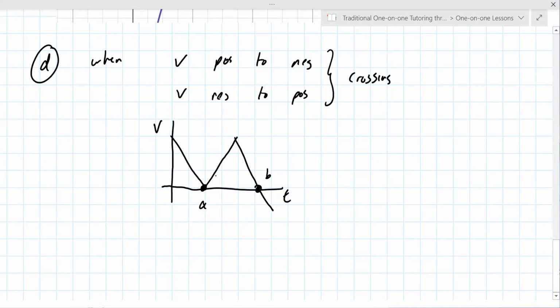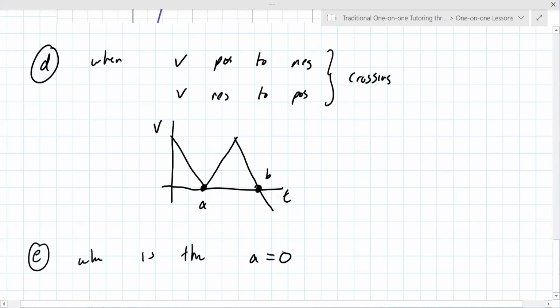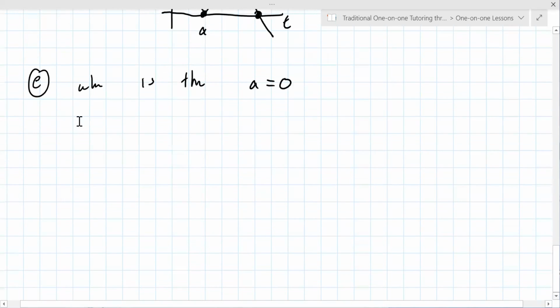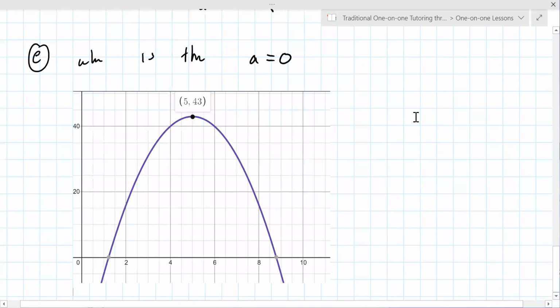Now it didn't ask for it, but I'll ask you part E. When is the acceleration equal to 0? Do you use 6t plus 30 equals 0? Yes. So it would be negative 6t equals minus 30, so 30 over 6, which is t equals 5, and this is the velocity graph.